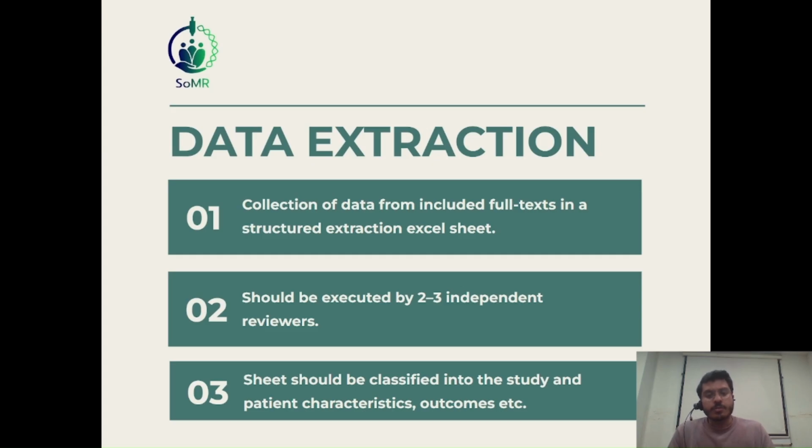There are three steps to data extraction. The first step is the collection of all data from the included studies in a structured Excel sheet, which we've been talking about. The second step is that the extraction is usually done by 2 to 3 independent reviewers, right?